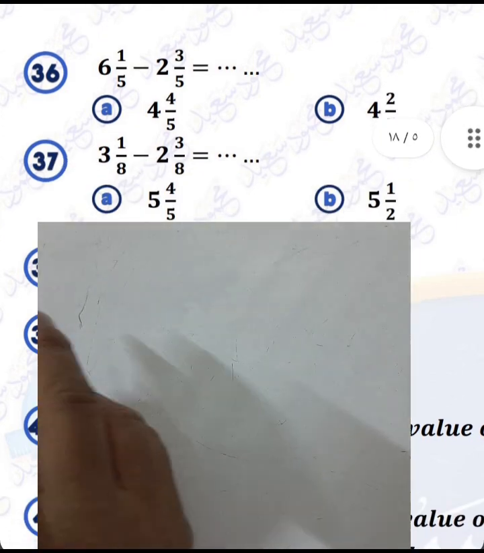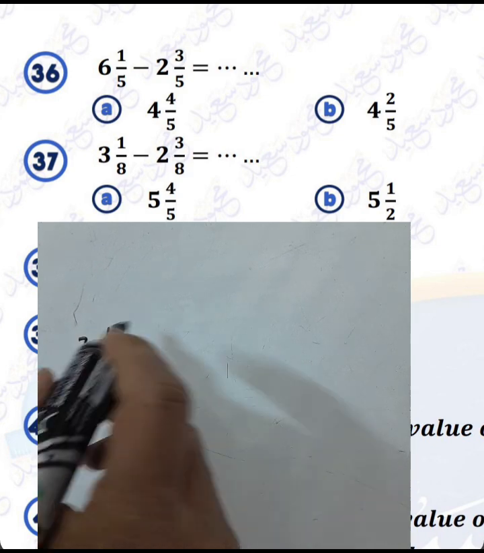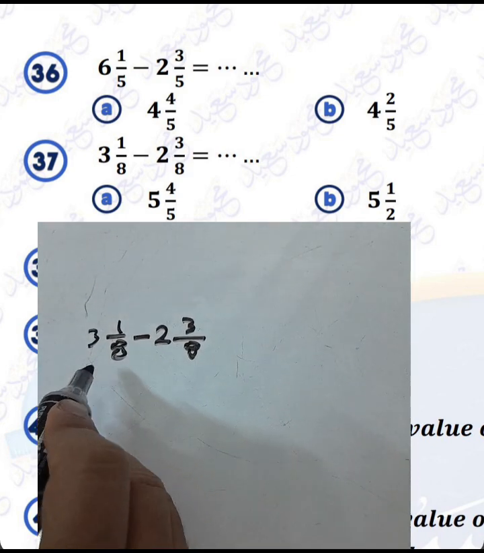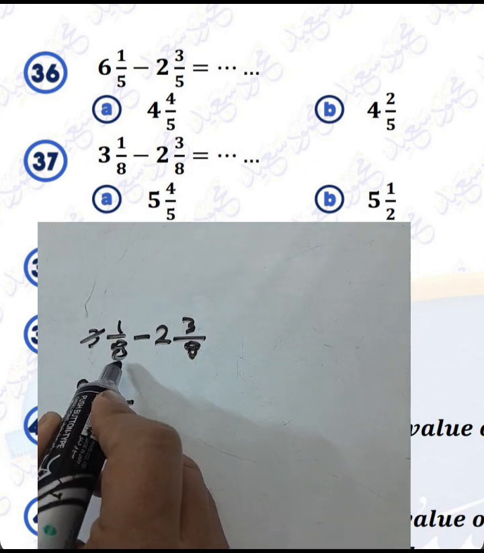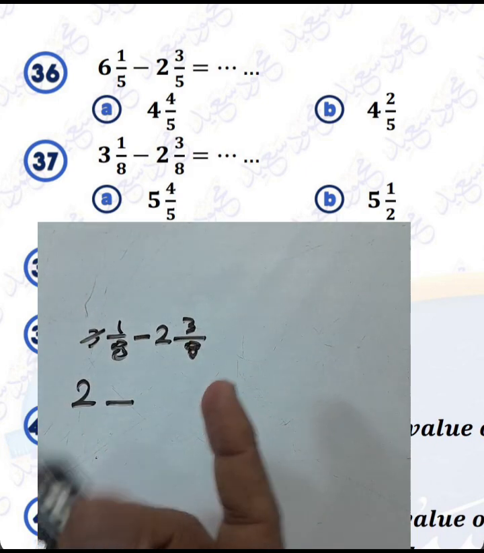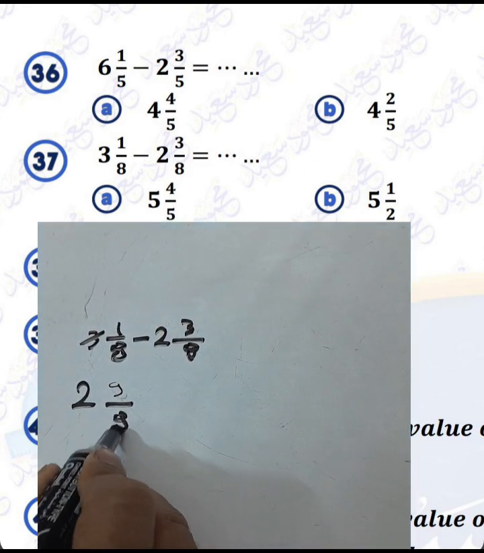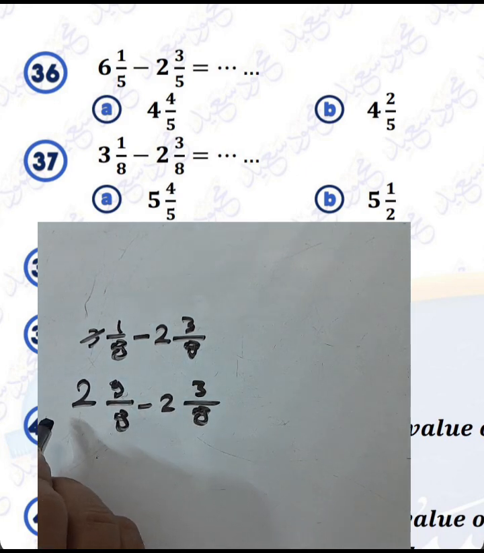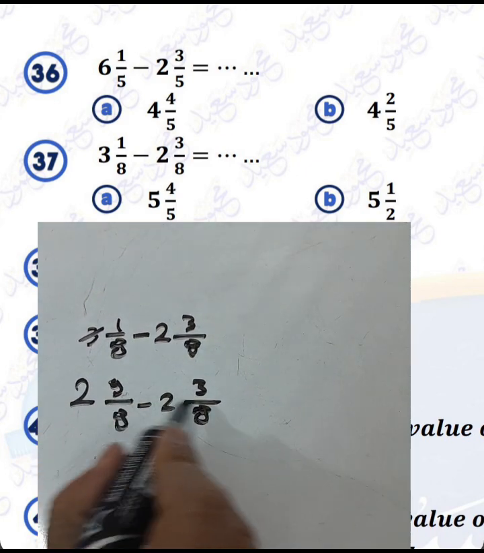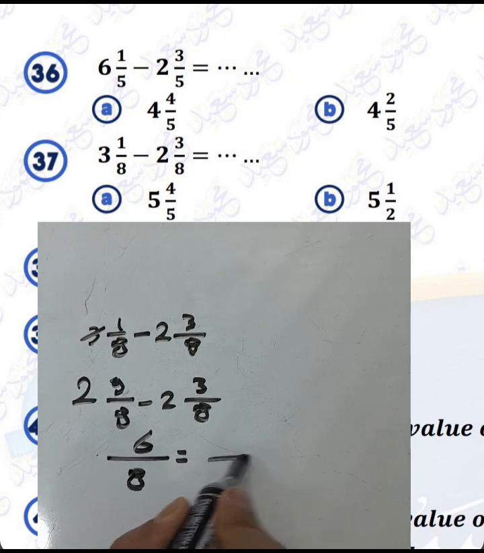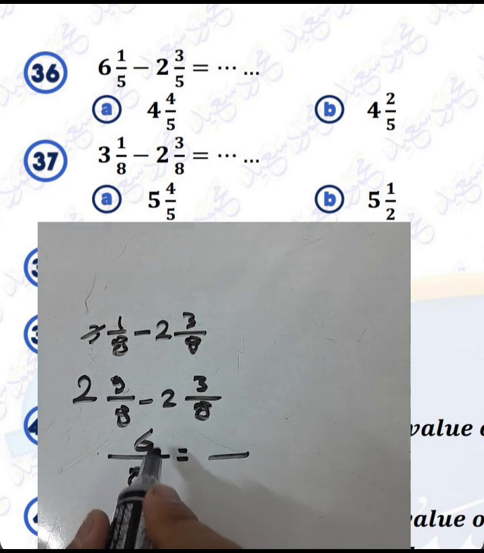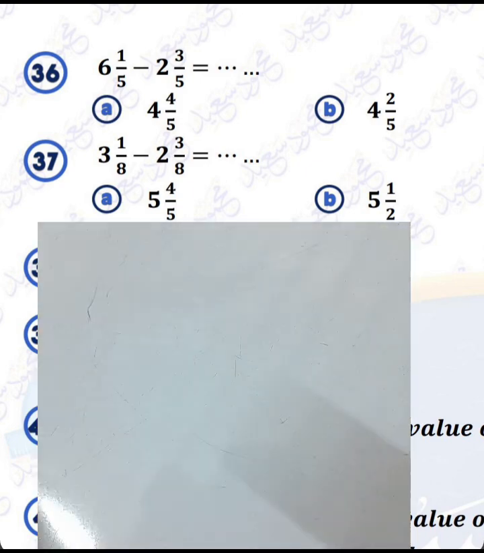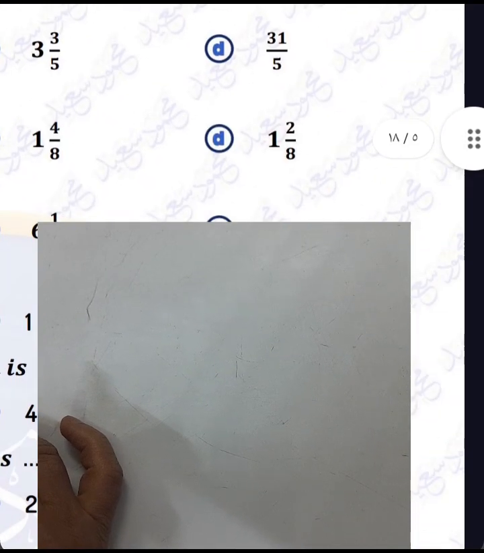Next example. 3 and 1 over 8 subtract by 2 and 3 over 8. Here we must borrow 1 from 3, it will be 2, and 1 will be 8 over 8 plus 1 over 8, it will be 9 over 8 subtract by 2 and 3 over 8. 2 minus 2 is 0, and 9 minus 3 it will be 6. 6 over 8 we can simplify it by dividing the numerator and denominator by 2. 6 divided by 2 equals 3. 8 divided by 2 will be 4. Then the result will be 3 over 4.